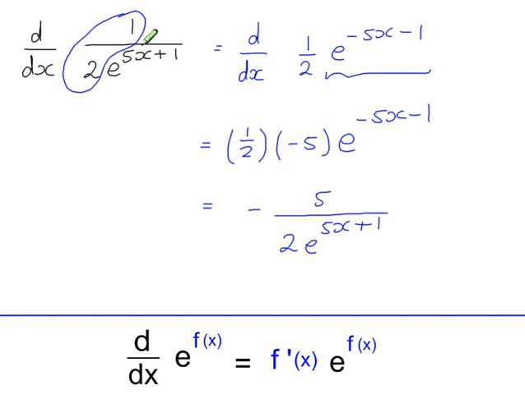Be careful with the signs here. When you take e to the power of 5x plus 1 out of the denominator here, you get minus 5x minus 1. You have to change the signs here.